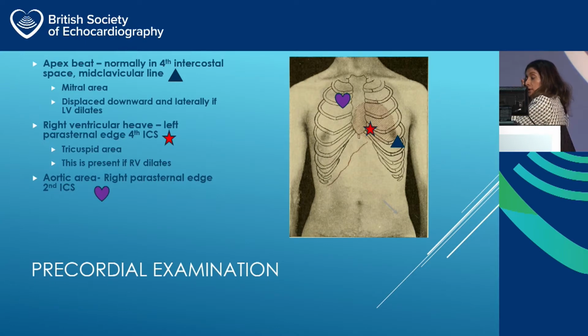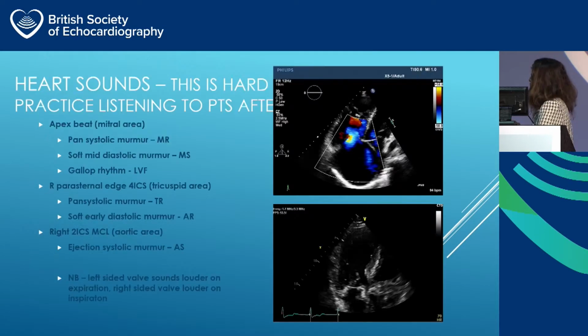This is where you will hear tricuspid regurgitation, but when you're palpating, the palm of your hand placed firmly over here, you might feel a right ventricular heave in patients with elevated right-sided pressures. The aortic area sits to the right of the sternum in the second intercostal space. This is where you will hear aortic stenosis at its loudest. So these are the places where, when you feel the precordium, it really is mainly the apex beat and the right parasternal edge that will give you the information.